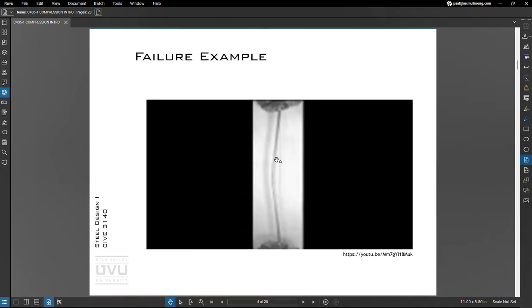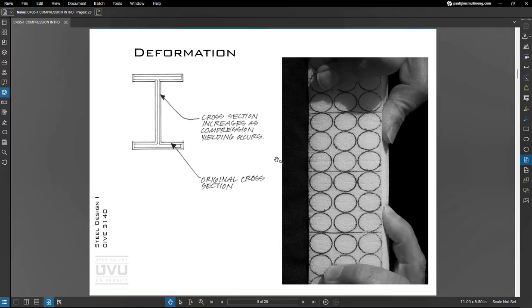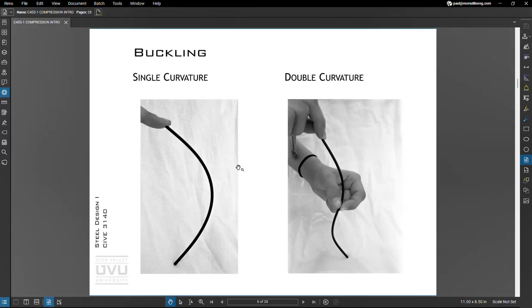In this video, it's worth pulling up the PowerPoint and watching. It gives you a good feel for what column buckling looks like. As we load columns along their length in compression, things tend to shorten and cross sections get a little fatter. Buckling is a major dominant failure mode. This would be single curvature. If you've sat at a restaurant and played with your straw, you can play around with what happens if you brace in the middle versus just braced at the ends.